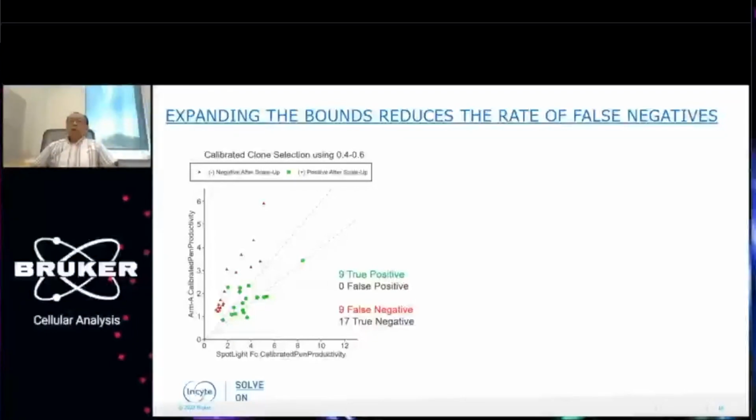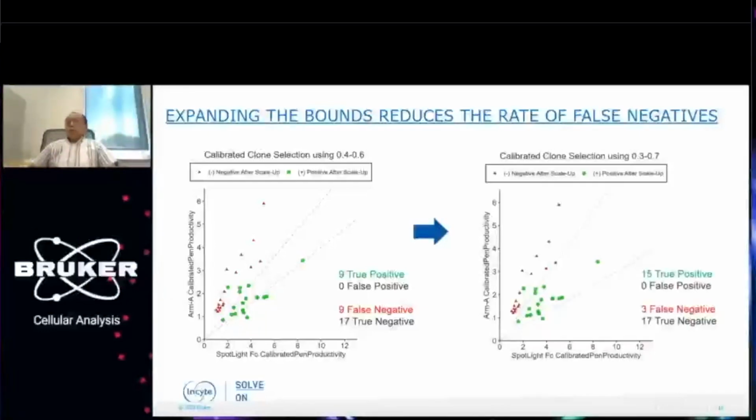Before we expand the bound, we have 9 true positive clones and 9 false negative clones. After we expand the bound to port 3 to port 7, we have 15 true positive clones and 3 false negative clones. The false negative rate is greatly reduced. We decided to use port 3 to port 7 bounds for future projects.